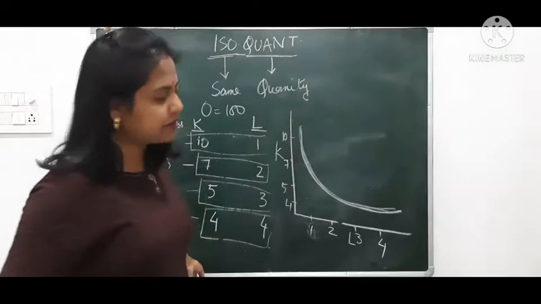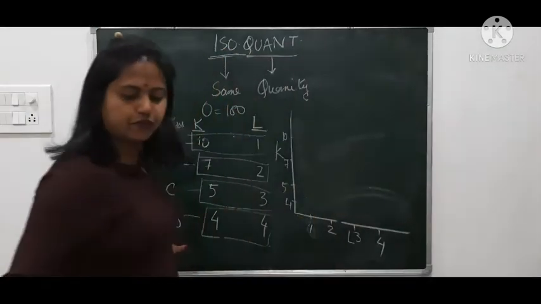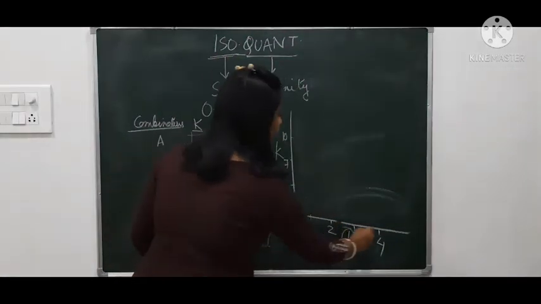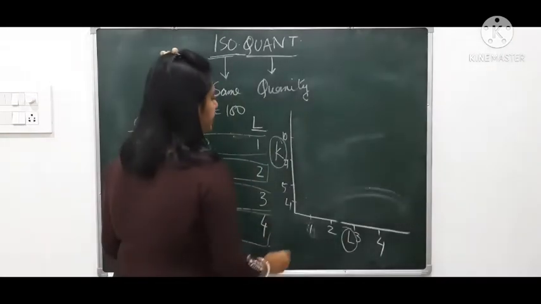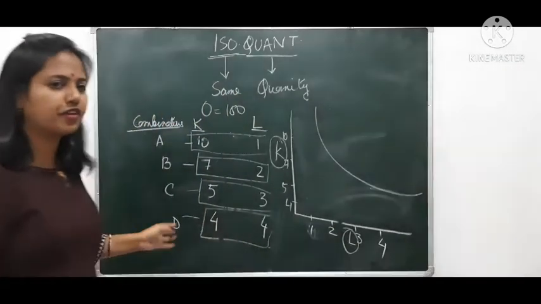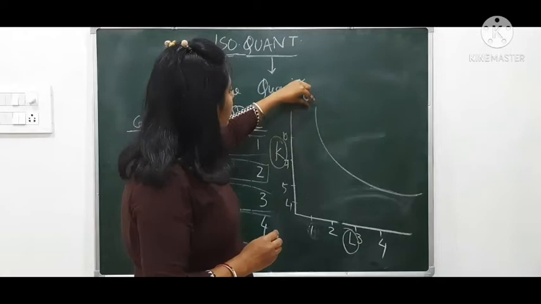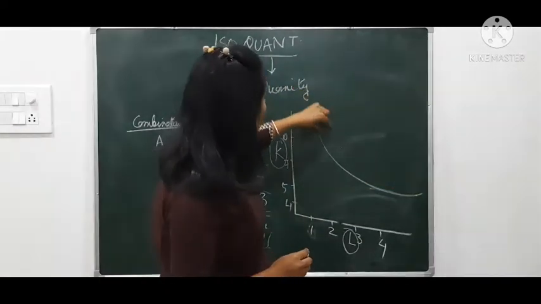Let me make it a bit clearer. You have different quantities of labor here, and different quantities of capital here. If you plot it, the graph looks like this. I am drawing it roughly. Now you see one thing. This curve is downward sloping. Why is it downward sloping?